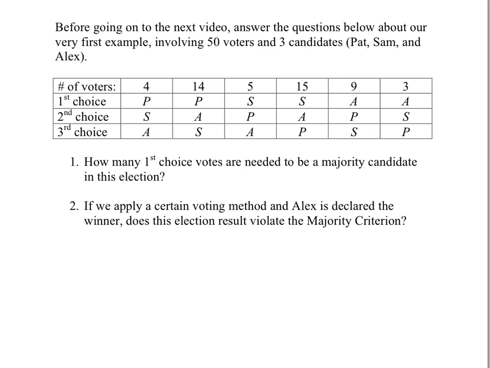Before going on to the next video, answer the questions below about our very first example, involving 50 voters and 3 candidates, Pat, Sam, and Alex. How many first-choice votes are needed to be a majority candidate in this election? And if we apply a certain voting method, and Alex is declared the winner, does this election result violate the majority criterion?